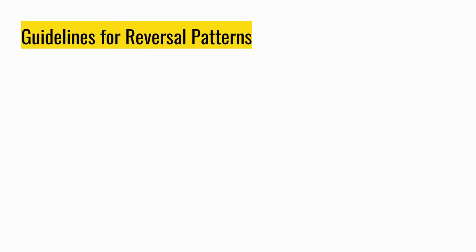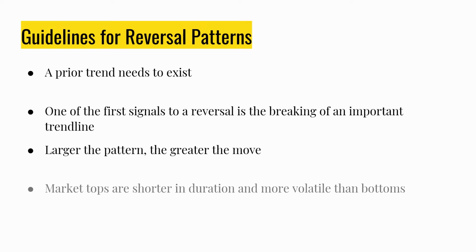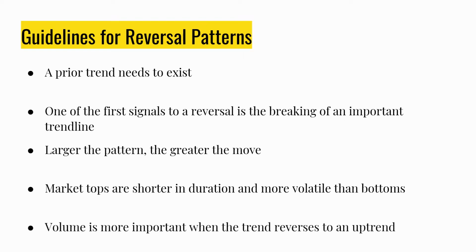For many, if not all, reversal patterns, these guidelines are almost always followed. First, a prior trend needs to exist. Second, one of the first signals to a reversal is the breaking of an important trend line. Third, the larger the pattern, the greater the move. Fourth, market tops are shorter in duration and more volatile than bottoms. Fifth, volume is more important when the trend reverses to an uptrend.